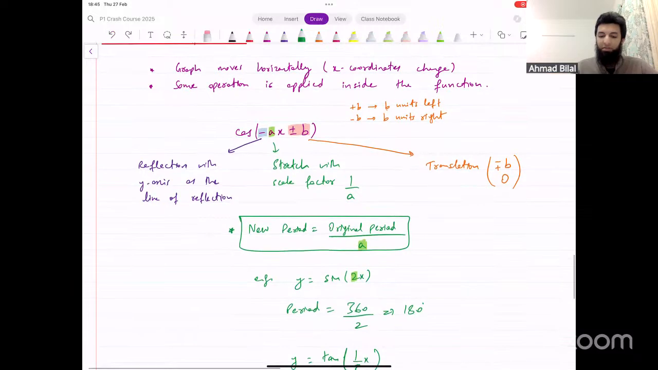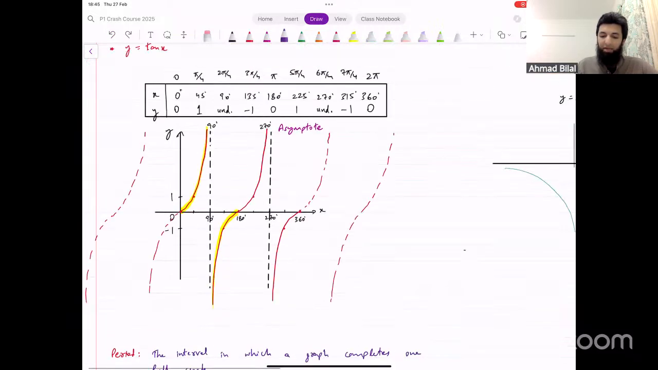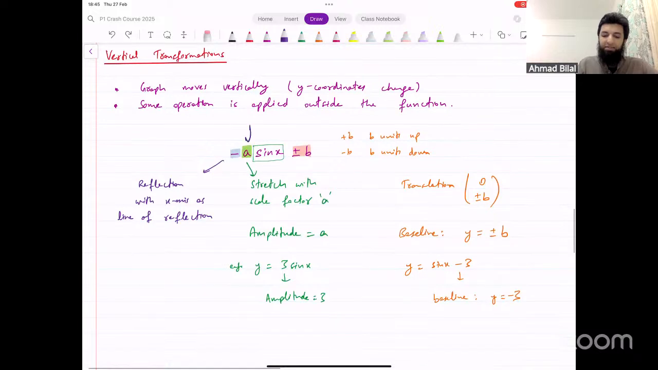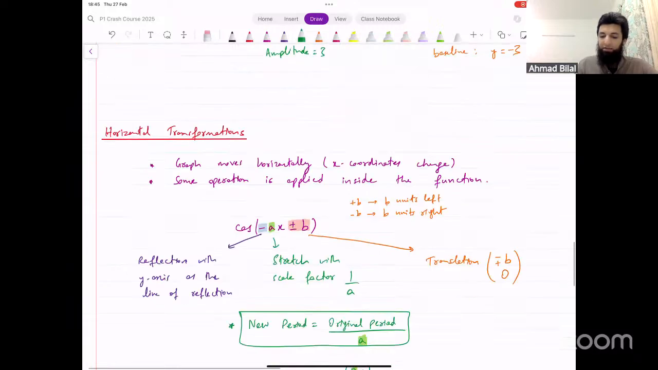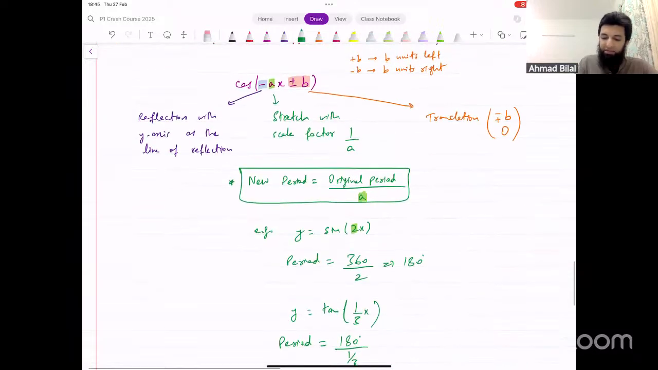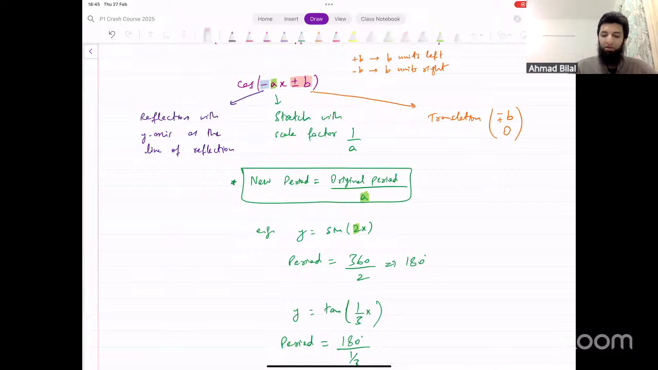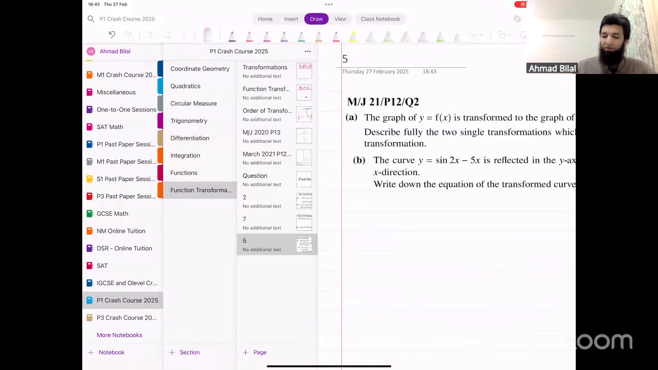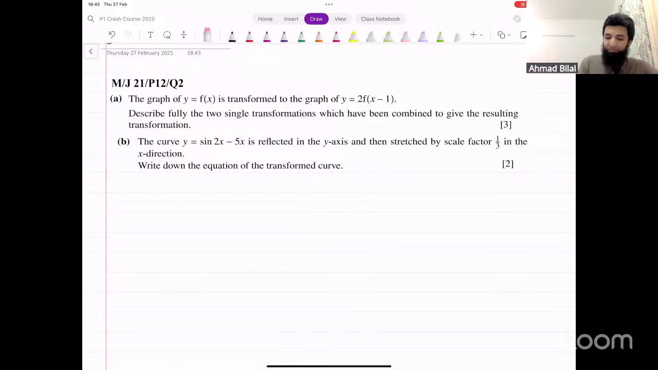For sine and cos in particular, the number multiplying outside represents amplitude, and for all the functions, the number adding or subtracting outside represents the baseline, and the number multiplying with x inside changes the period of the graph. The period gets divided by that number. We did this in trigonometry. Now keep that in mind while we look at the trigonometry problems now. The graph of y equals f of x is transformed to this graph. Describe fully the 2 single transformations that have been combined to give the resulting transformation.